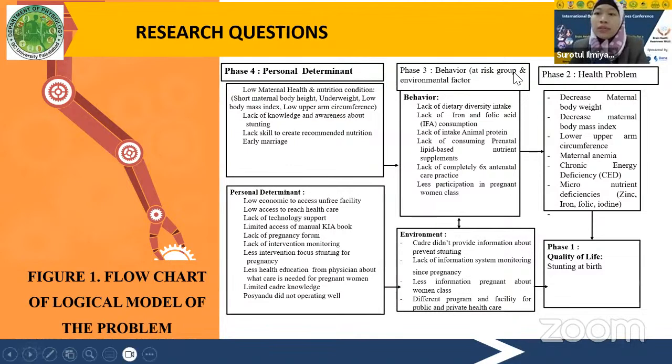And how I will take a look at the health problem. This is the cause of disease that leads to the health problem. It will decrease maternal body weight, decrease maternal body mass index, and also make lower upper arm circumference, which leads to chronic energy deficiency and maternal anemia and limited micronutrients, or micronutrient deficiencies such as iron, zinc, folic acid, etc. That will cause stunting at birth. So this is the flow chart of the logical model of the problem of stunting.